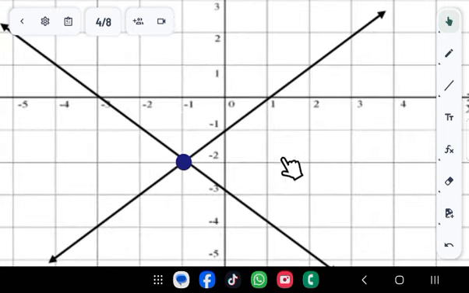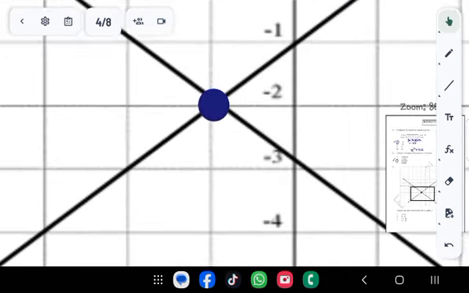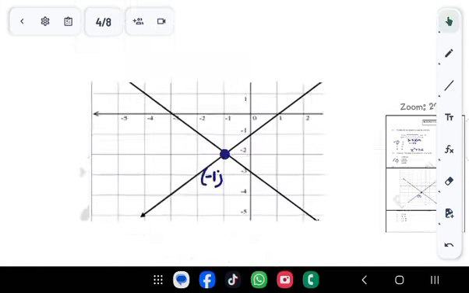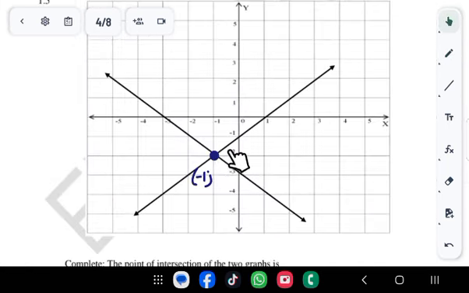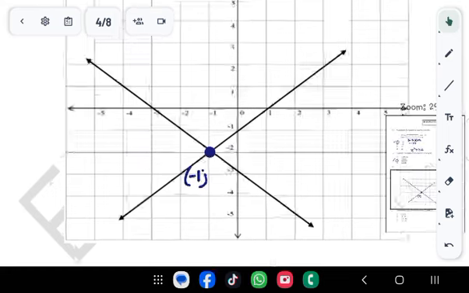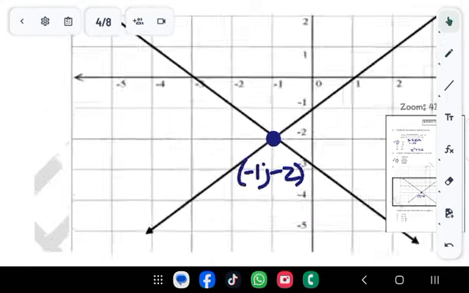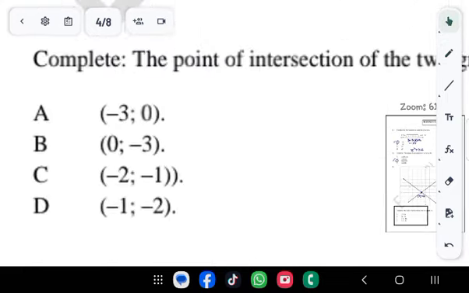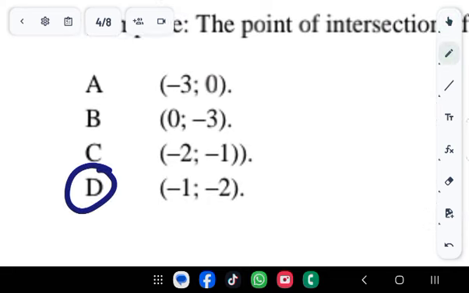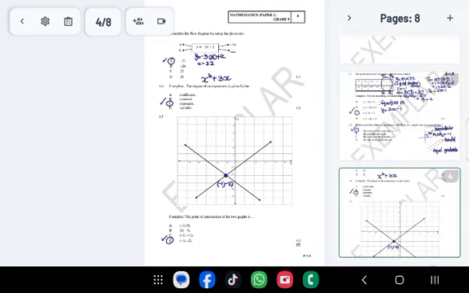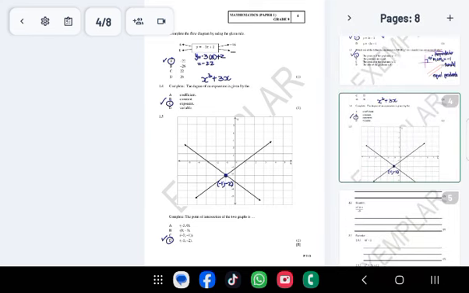So on the left to right, it's on -1. You can see that. So the x-coordinate is -1, and for the y-coordinate, we're looking at how far it is top to bottom, and it is directly at -2. So the point is (-1, -2), and the correct answer is D. And that is the end of the multiple choice questions.